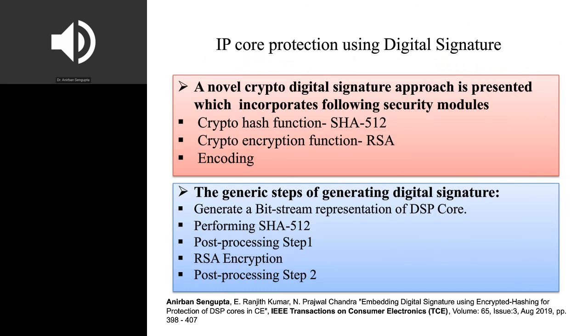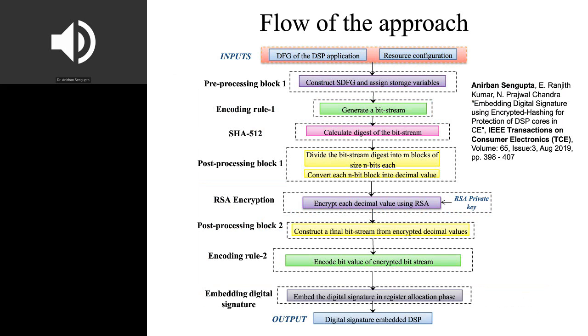Okay, now we move to another class of algorithms, which are known as digital signature-based algorithms for IP core protection. It uses a crypto hash function SHA-512 and a crypto encryption function RSA, along with two encoding algorithms to produce a digital bit stream of the input information. So we have the pre-processing block 1, which produces the scheduled DFG and performs the assigning of the storage variables of the corresponding DSP application, and it generates a bit stream through the help of some encoding algorithm.